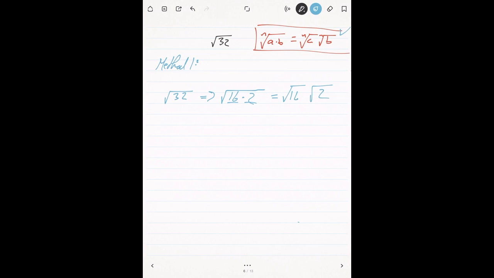Now, why is this helpful? Well, take a look here. The square root of 16, I can evaluate that. I can get an actual number for that. That's 4. Now, the square root of 2, I can't get a number for that, right? That's just a decimal that goes on forever and ever and ever. I can't actually simplify that down. But I can simplify the square root of 16.